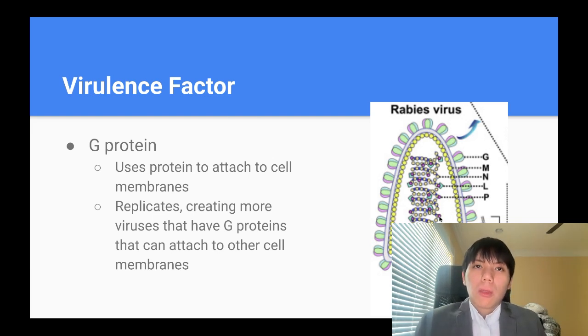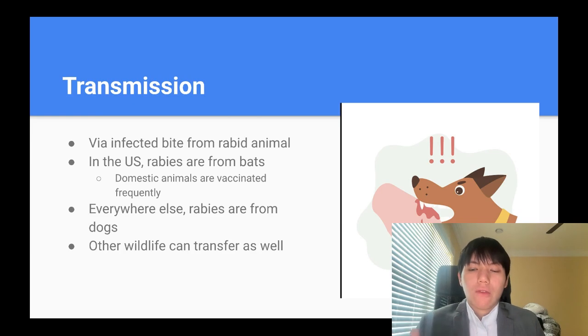Rabies is most commonly transferred from a rabid animal to a human via an infected bite. In the US, bites from bats are the most common way to get rabies. This is due to domestic animals having a high rate of vaccinations. In other regions like Africa, Latin America, and Asia, it is expensive to get these vaccinations for domestic animals, so dog bites and scratches make up 99% of rabies cases. Other animals that can also transfer rabies are raccoons, skunks, foxes, and coyotes.